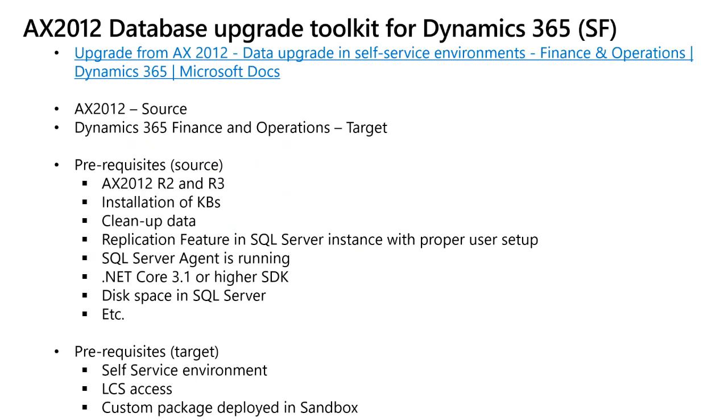You need to make sure the replication feature is installed and running. You have enough disk space in your SQL server for the snapshot to be generated. From a target perspective, you need to make sure your environment is a self-service environment. You have LCS access, and you make sure you apply your custom package before you actually start the application, right? I'll not go into details about KBs, etc., but these prerequisites remain pretty much the same for AX 2012 upgrade customers.